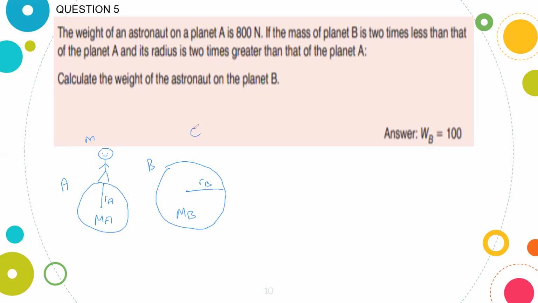Now we see he's here. Yeah, he's also happy now. That's good. So his mass is M and the radius is RB. The mass of planet B is MB. Now what do they ask, and what else is given? WA is given. The weight on planet A is given, 800 newtons. And we are looking for the weight on B. This is our question. Okay, it's time to try. And you are going to get 100 newtons. If you are getting 100 newtons, your answer is correct.